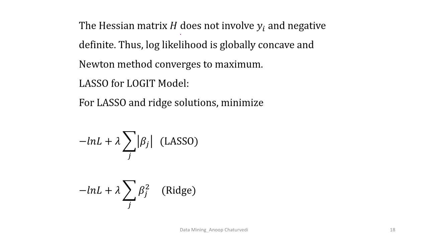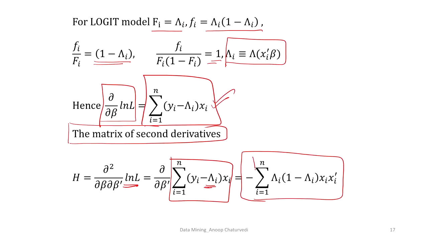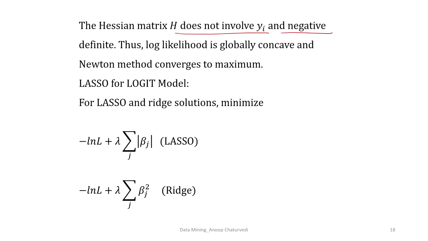Now, the Hessian matrix H does not involve yi and it is negative definite. You can easily verify it. The Hessian matrix is, because of this negative sign, negative definite. And this shows that the log likelihood is globally concave. And then for obtaining the maximum likelihood estimator, you can apply the Newton method, which converges to the maximum.